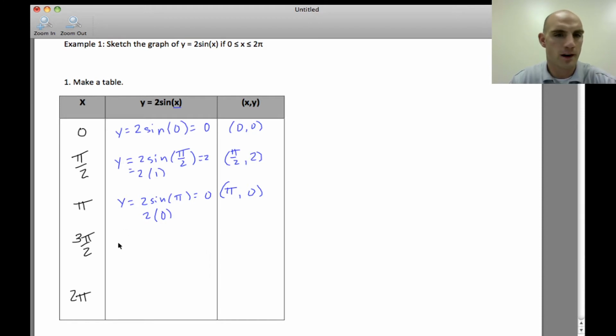Okay, so then I've got 3 pi over 2. So y is equal to 2 sine of 3 pi over 2. And once again, remember, I'm getting these values from our coordinate plane, that's on our unit circle. And so I end up with 2 sine of 3 pi over 2, and sine of 3 pi over 2 is negative 1. So I get that that's negative 2. So at 3 pi over 2, that's my negative 2 there.